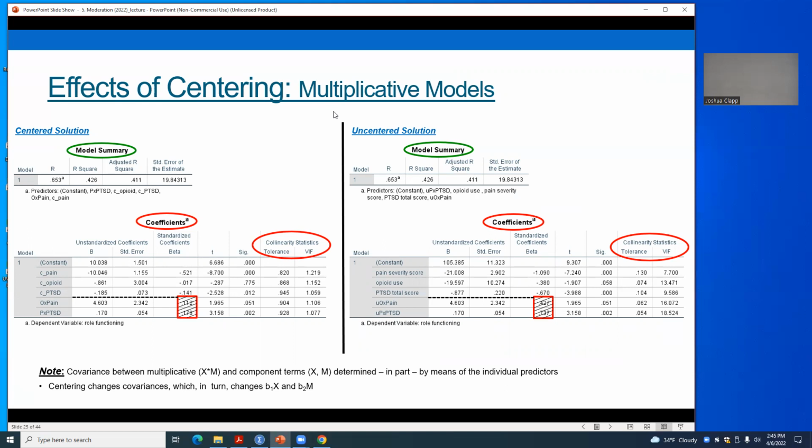Okay. Same thing, the unique effect of opiate use on outcome, holding everything else constant at 0. We've got an interaction with opiate use that's going to start to change the nature of that association. Same thing for PTSD total.